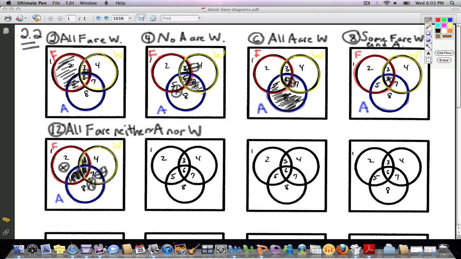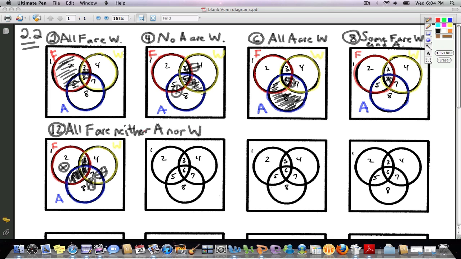Number 12. All F are neither A nor W. A little longer claim, so lucky I had it at the end here. And a different claim. We don't get this exact claim for Aristotle. What it would be for Aristotle actually would be all F are not A, which is the same as no F are A, and a separate claim, all F are not W, which is the same as no F are W. Maybe it's more straightforward to do it directly.